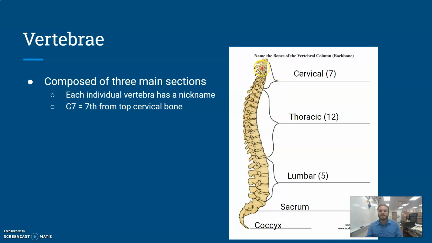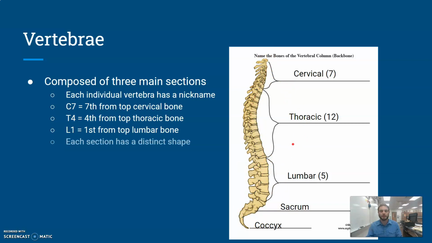So, for example, C7 is going to be the seventh cervical vertebra. So you start at the top, 1, 2, 3, 4, 5, 6, 7. That seventh one is going to be C7, is what we would call it. T4, you go to your first thoracic vertebra and count 1, 2, 3, 4. There is T4, your fourth thoracic vertebra. And then L1 is going to be your first lumbar vertebra. So you go to the first lumbar, you don't even have to count down. That is L1. So that is how we can count through each of the vertebrae that you have.